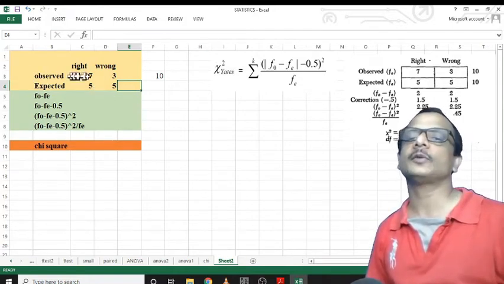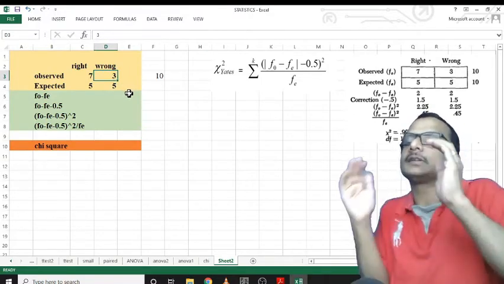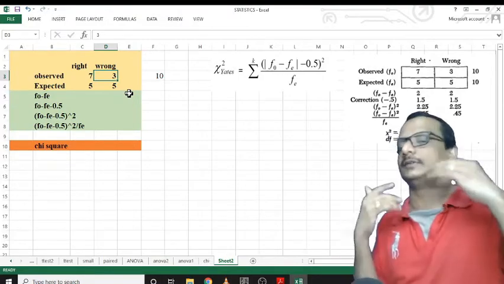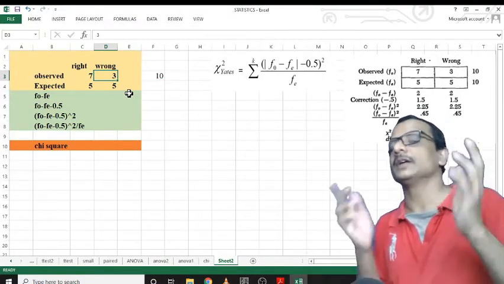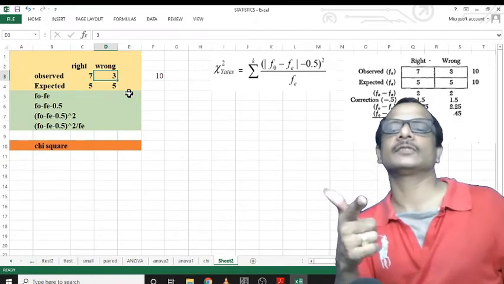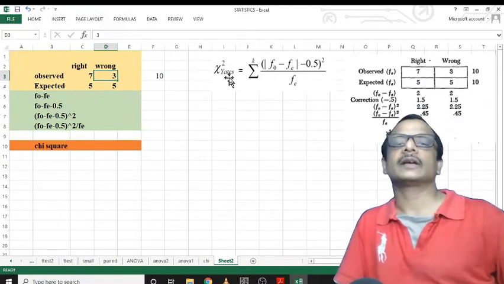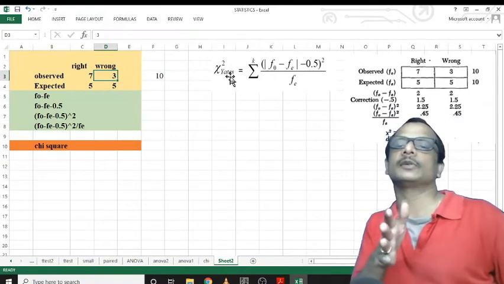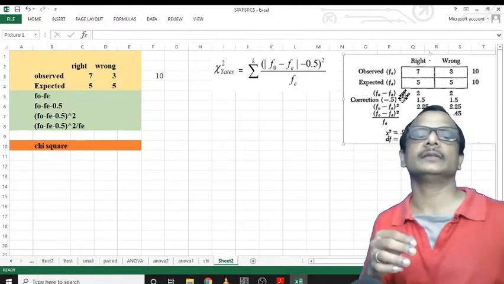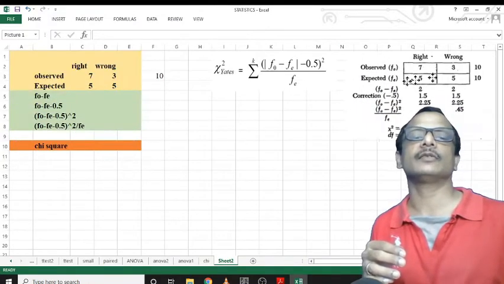So these 5 and 5 are the expected frequency, and this is the observed frequency. In actual practice we get 7 and 3, and 3 is less than 5. So we cannot use the original chi-square formula. We have to use this Yates correction formula. So we can start the actual problem calculation, adapted from Garrett. The same problem is done here, and this is the method we have to follow.